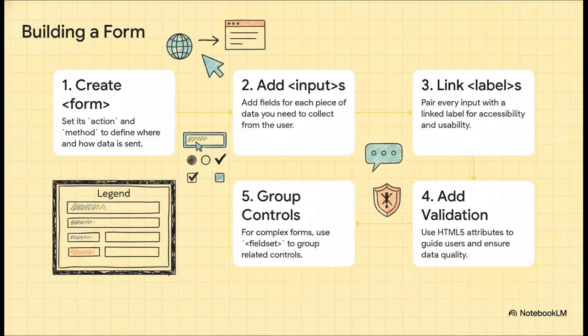Okay, so let's do a quick recap of the core steps to building a good form. First, you create your form container and set its action and method. Second, you add all the input fields for the data you need. Third, and don't skip this, pair every single input with a correctly linked label. And finally, fourth, add those handy validation attributes to guide your users. You stick to those steps and you'll build a solid, user-friendly form every time.